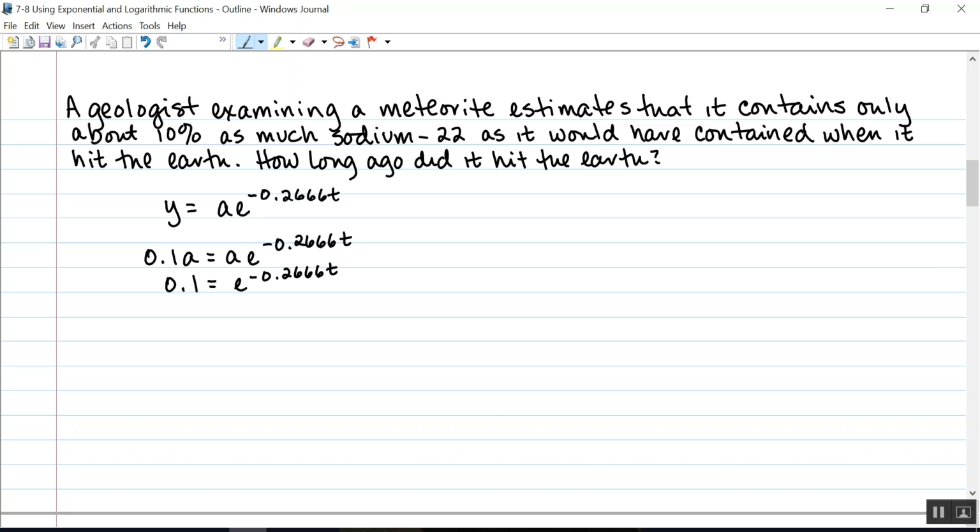And solving this, I can take the natural log of each side. So the natural log of 0.1 is equal to, and remember, taking the natural log of e to a power is just that power. And recall that what I'm solving for is t, so I'll divide both sides by this decimal. So t is equal to the natural log of 0.1 over negative 0.2666, or t is approximately 8.6 years.